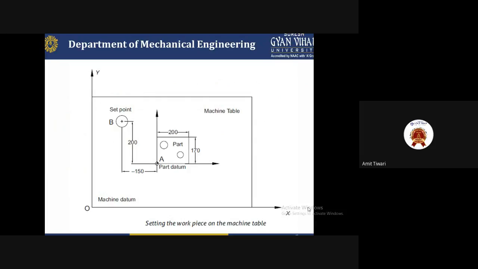So first of all, we start with the part datum. The part datum is the reference point from where we start the operation. First of all, you have to command point A, from the top, increasing the height. It is 170 mm. Millimeter is already the default setting in the machine, so it is not required to state again that this is in mm. So this is 170.